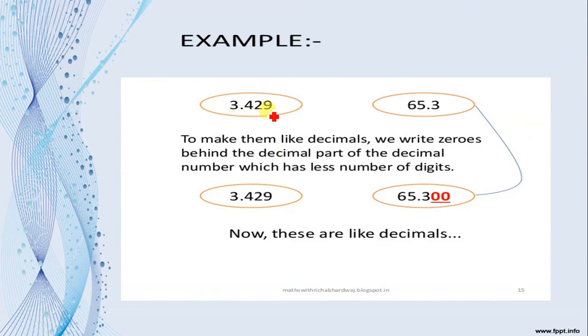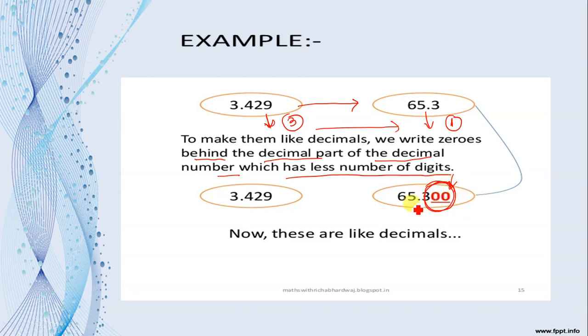One more: 3.429 and 65.3. Now you have to convert these into like decimals. To make them like decimals, we write zeros behind the decimal part of the number which has fewer digits. Here how many digits do we have after the decimal? We have 3. Here I have only 1. So I will make this 3 digits. How many zeros are missing? 2. So that many zeros I will put behind it. So it will become 65.300. Now you can compare. These are like. Why? Because after the decimal we have 3 digits here and 3 digits here also.